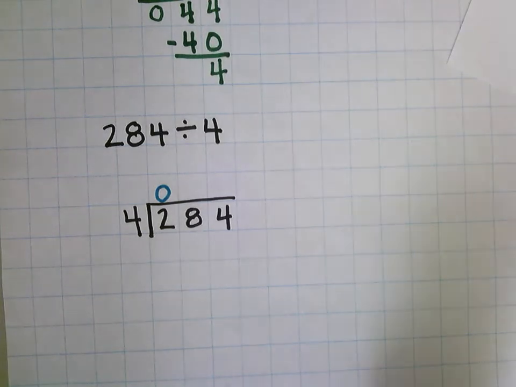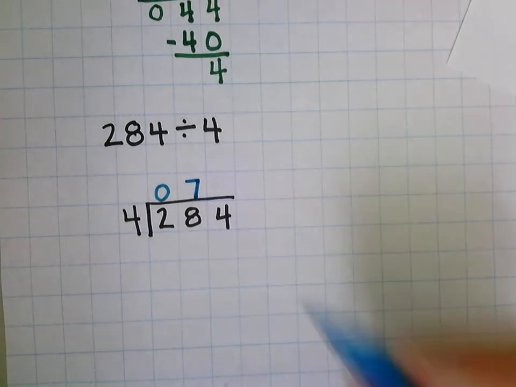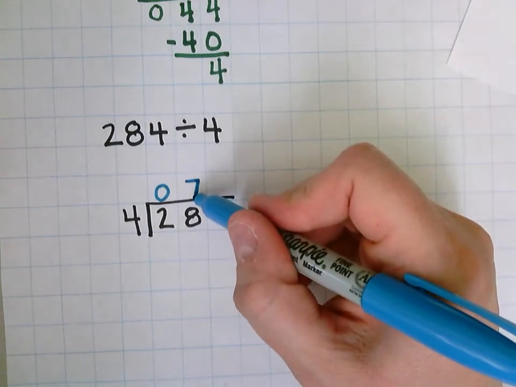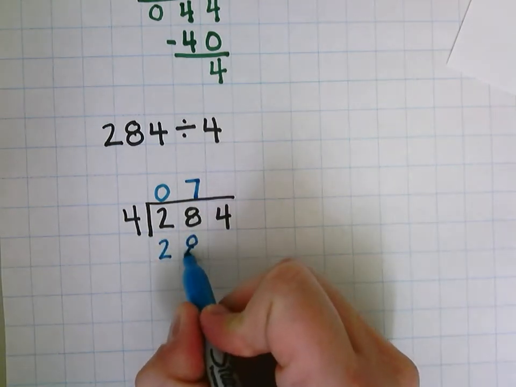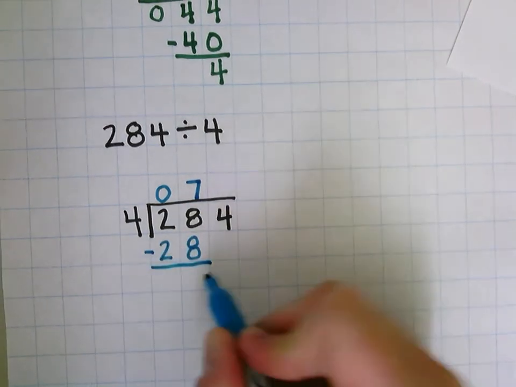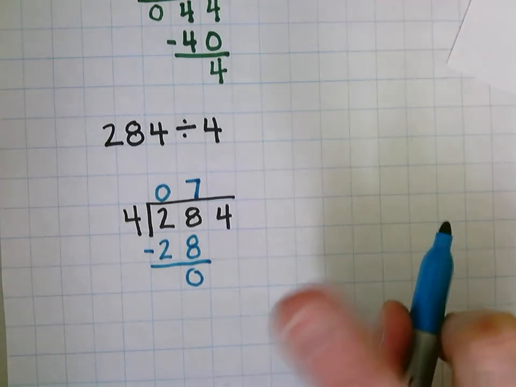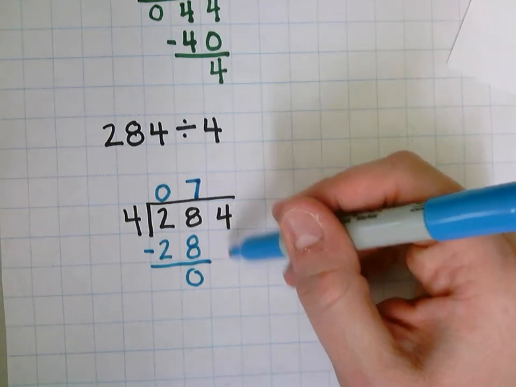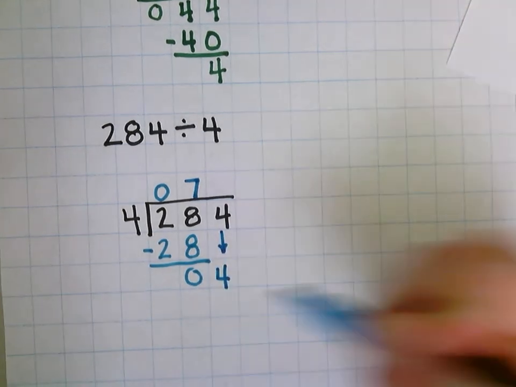Let's think about what times 4 is going to get me close to 28. Did you think of it already? 4 times 7 is 28. I'm going to put my 7 up in my quotient. 7 times 4 is 28. I'm going to subtract, and I see I don't have anything left over. But I'm not done yet. I still have this 4 in the ones place. I'm going to bring him down next to the 0.